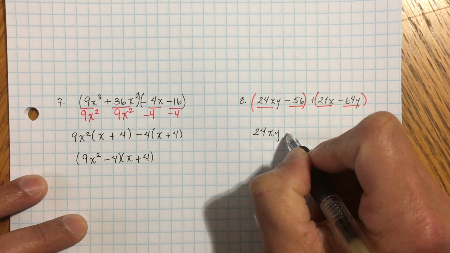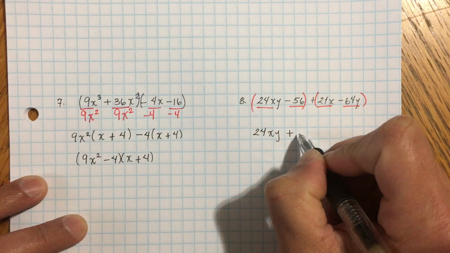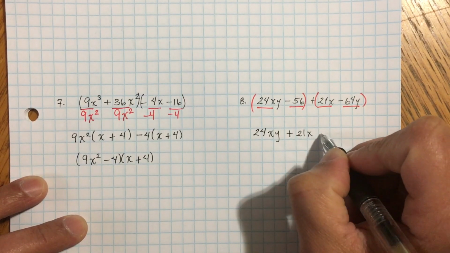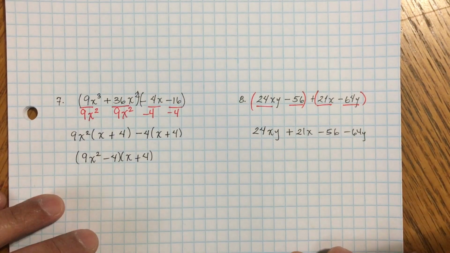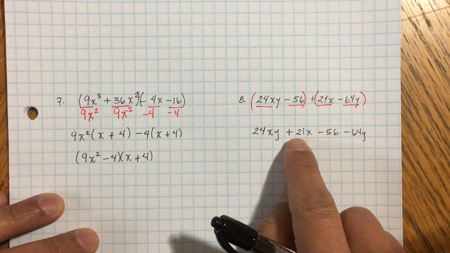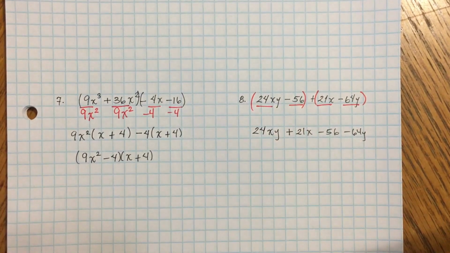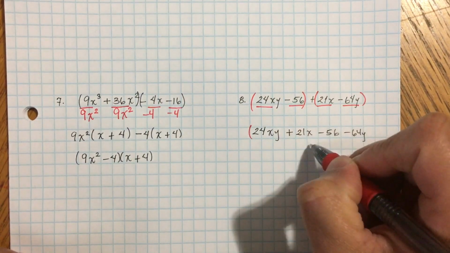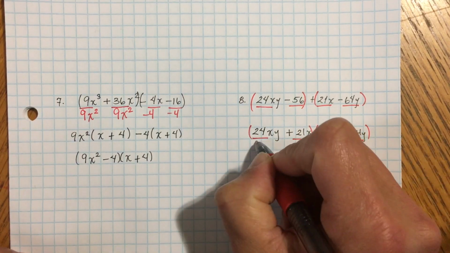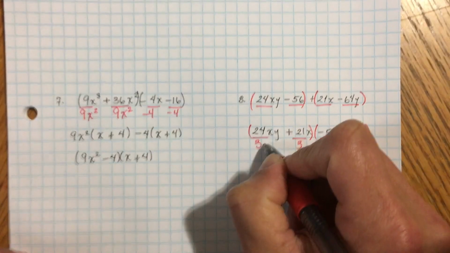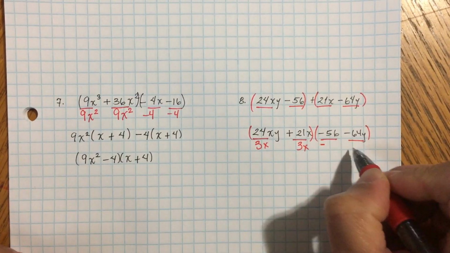x here plus 21x minus 56 minus 64y. And let's see if that'll work. Okay, is there a factor of 24 and 21? Let's see, 2 goes into it, 3, yeah, 3 goes into each one. So we're going to go ahead and factor this guy, like that, like that. So 3 goes into each, x goes into each, okay. And then right here you have that negative. Go ahead and take out that negative.